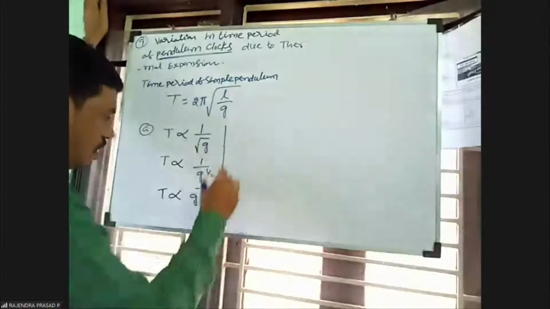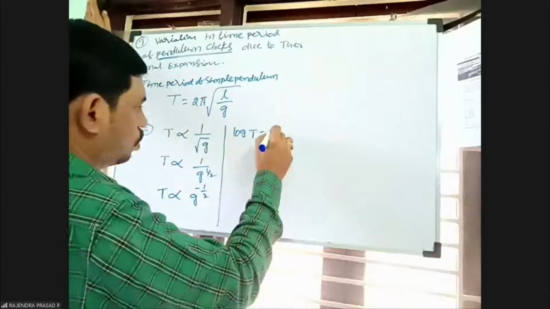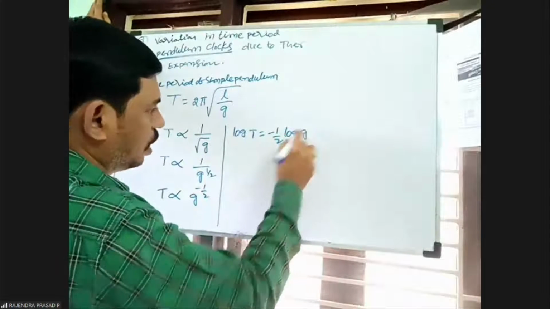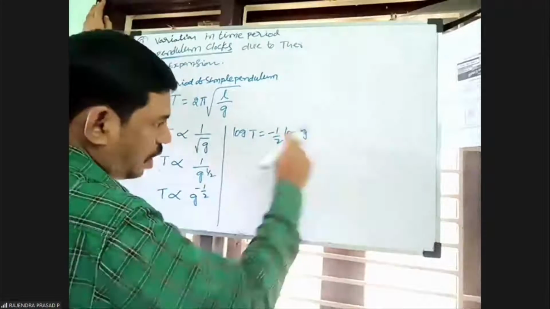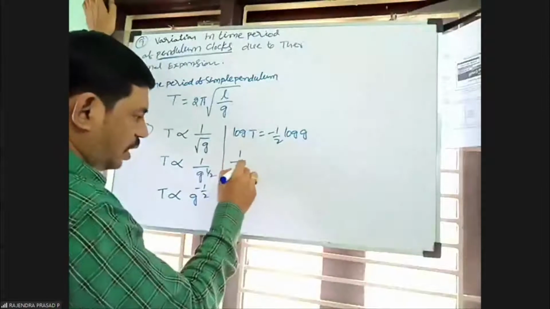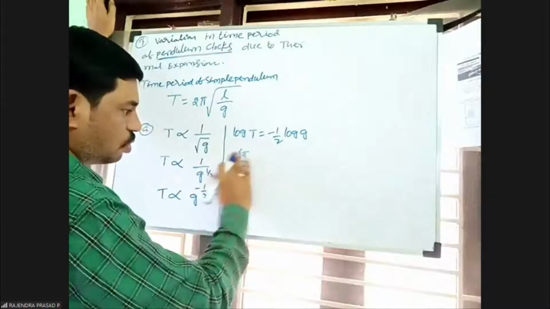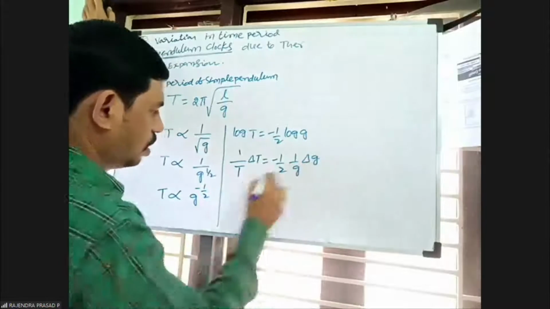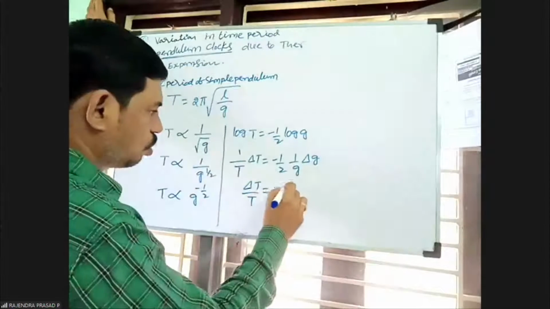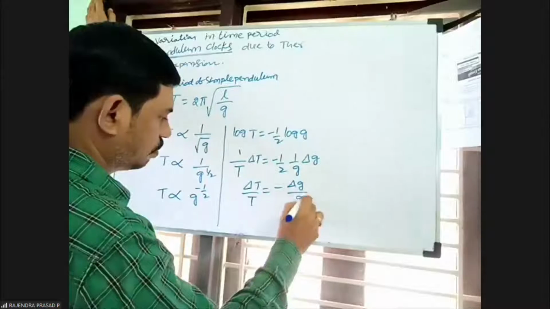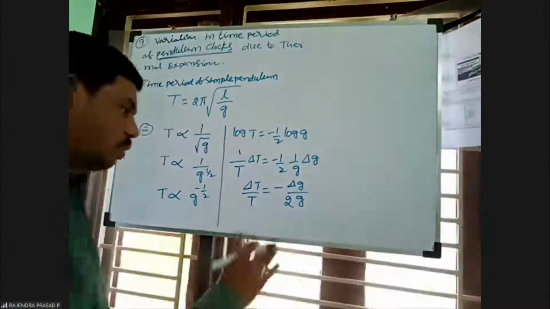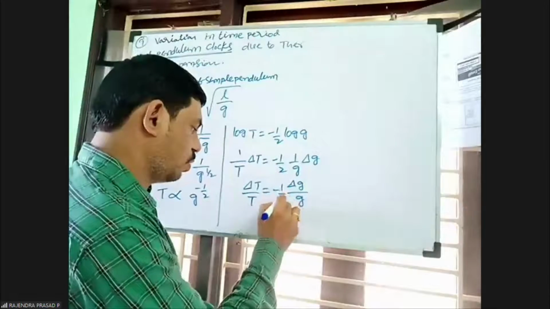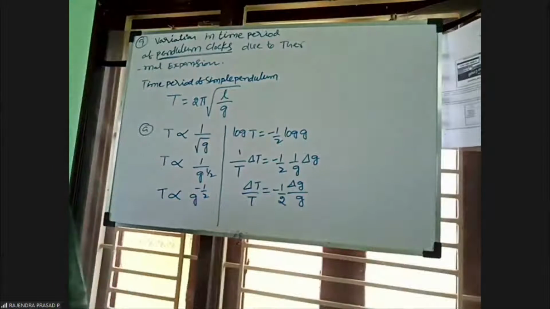Take log on both sides. Log T equal to minus 1 by 2 into log G. Log A power N formula, N log A. So log T gives 1 by T into delta T, equal to minus 1 by 2 into 1 by G into delta G. So delta T by T is equal to minus 1 by 2 into delta G by G. This is the formula.